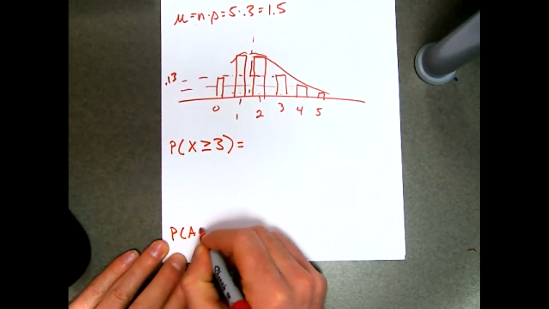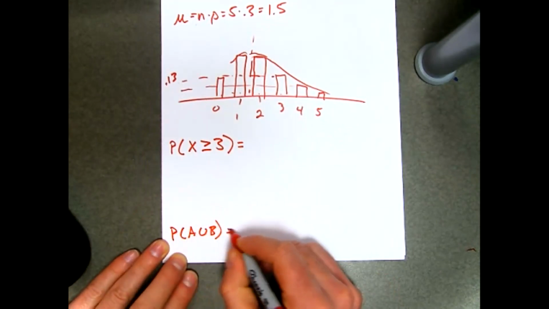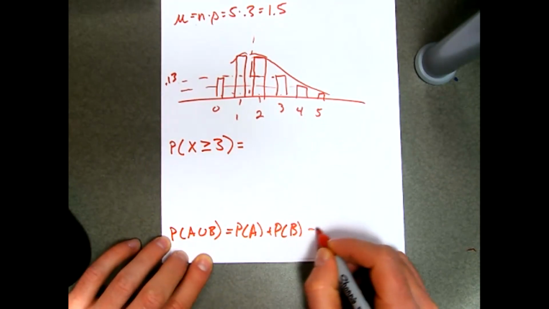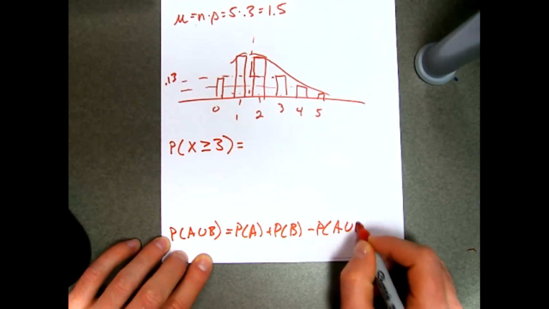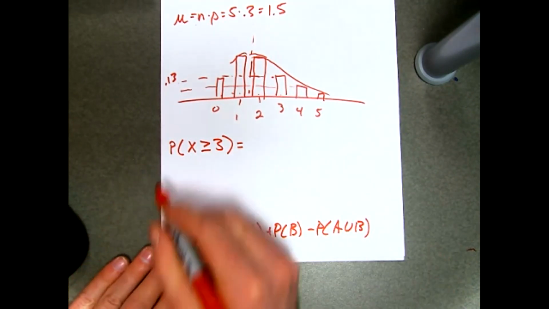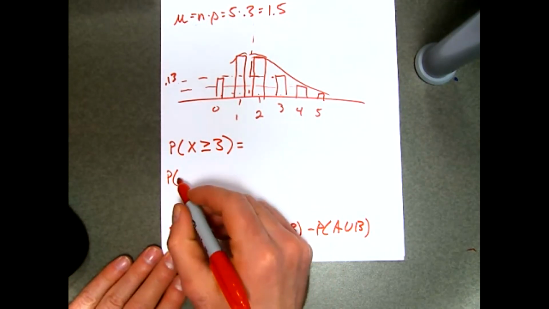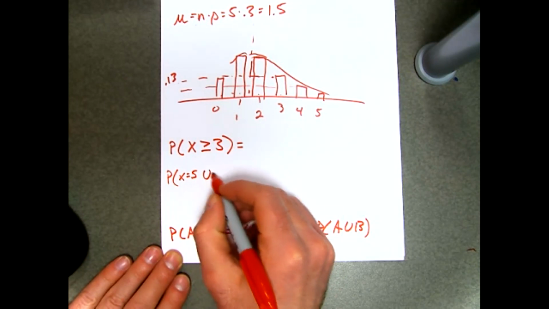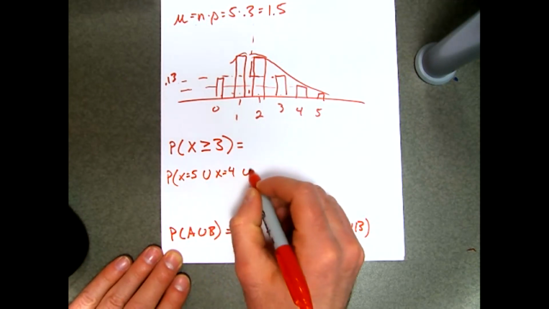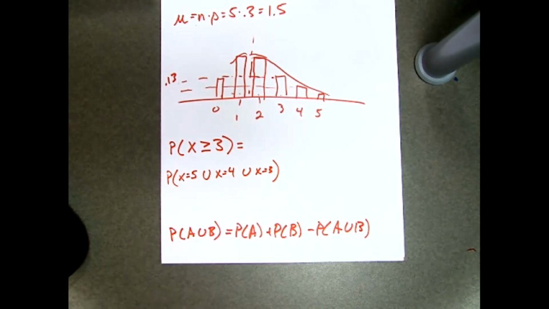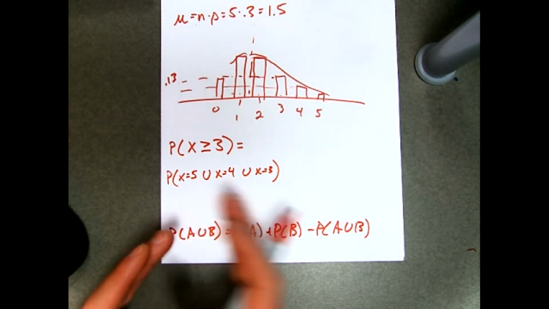So one thing we could do is think about it this way. We said that the union of 2 events will just be the probability of each event added together, but then we'll subtract the intersection, right? What we double counted. Well, here, X being greater than or equal to 3, really what I'm saying is X equal to 5, or X equal to 4, or X could be equal to 3, right? We're just wanting to know the probability that X is greater than or equal to 3.